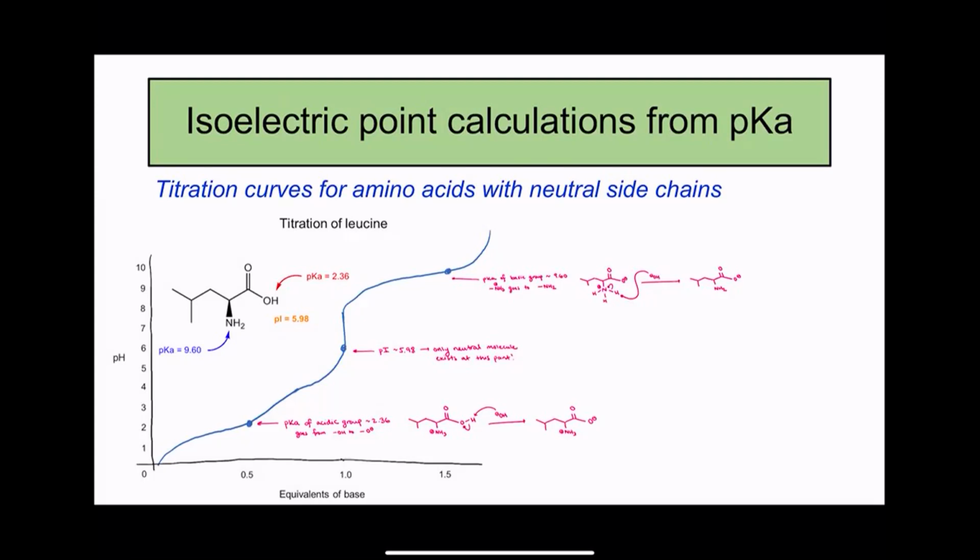Okay. At the next equivalent of base, so we're at this 1 position, that is what your pI will be. So the value that you just calculated is your pI, and that is where you're going to have a net neutral molecule. Okay. And then at your next equivalent, you'll be switching your basic group. And so your basic group will go from its protonated version to its deprotonated version. So that's what's happening with this nitrogen right here.